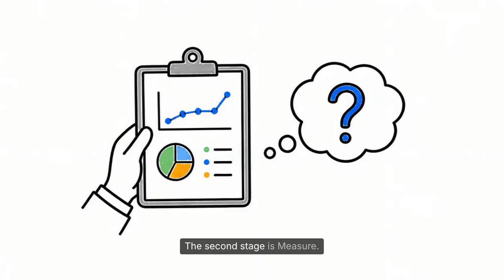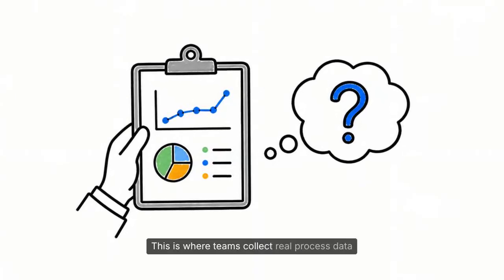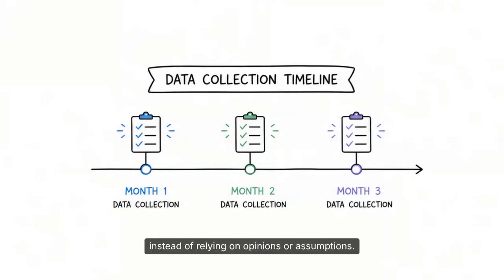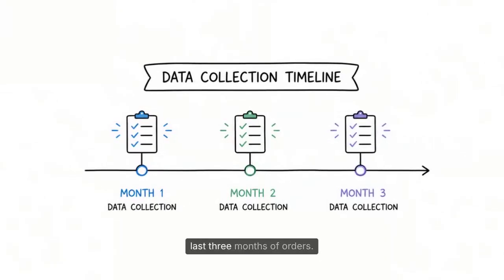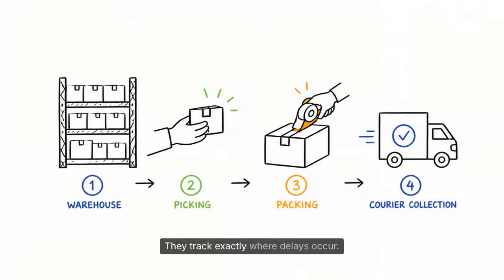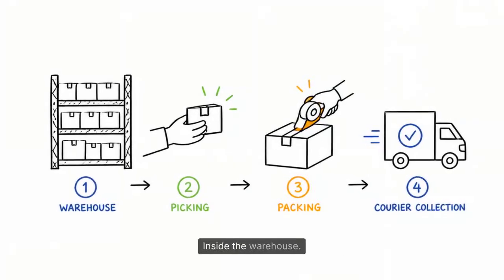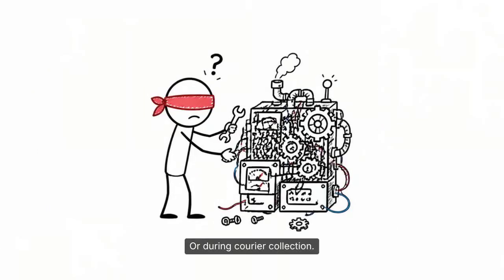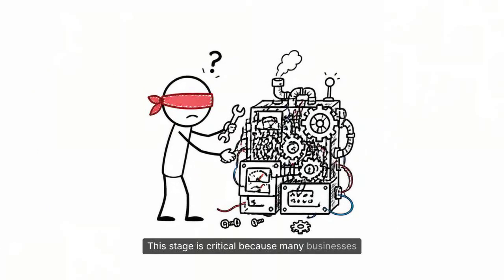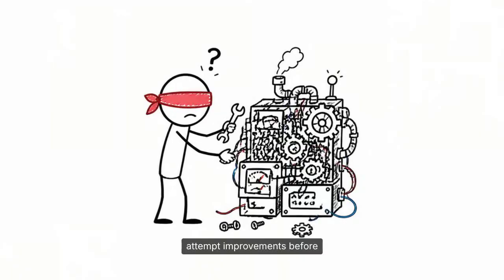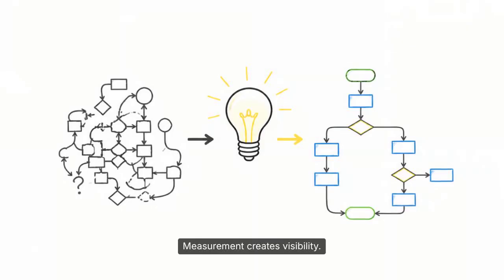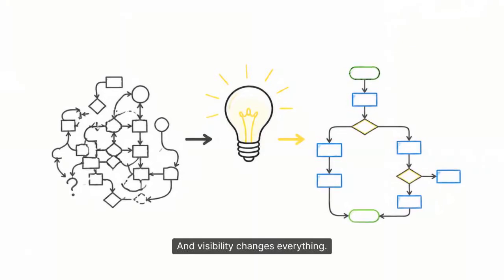The second stage is Measure. This is where teams collect real process data instead of relying on opinions or assumptions. The company analyzes the last 3 months of orders. They track exactly where delays occur: inside the warehouse, during picking, at packing, or during courier collection. This stage is critical because many businesses attempt improvements before fully understanding the current process. Measurement creates visibility, and visibility changes everything.